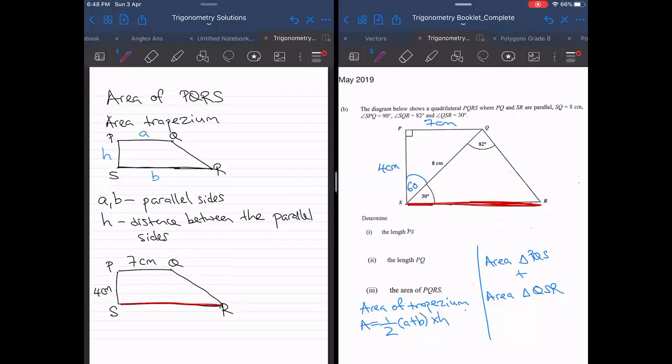So to complete my thing, what I have so far is that the area would be a half times 7 plus b times 4. I don't know what the other side is, so that's what I'm going to go ahead and find. Again, guys, even if you weren't planning to do it this way, it's useful to know in case you get a question where you have to do something with a trapezium.